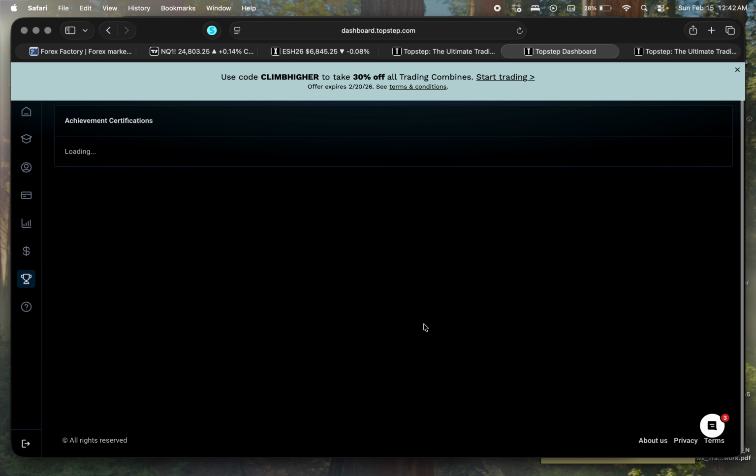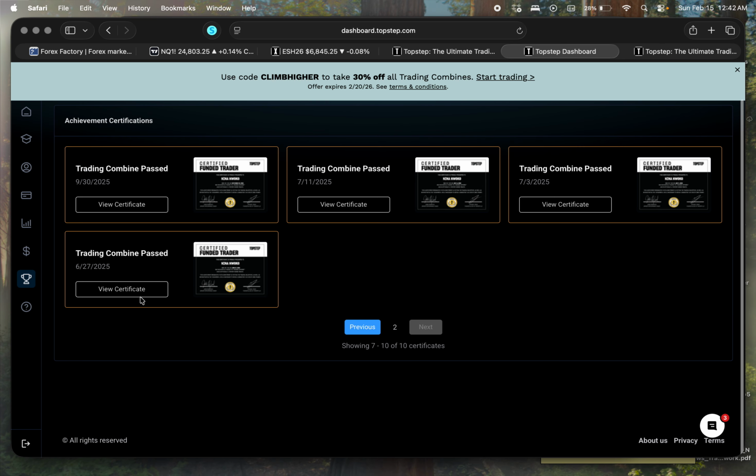The first time that I passed this was in June. It actually took me a week and a half to pass this because when I tried passing it prior to having this strategy, it was not happening. I was losing money. I would blow an account, then I'd pay another $50, blow that account, pay another $50.